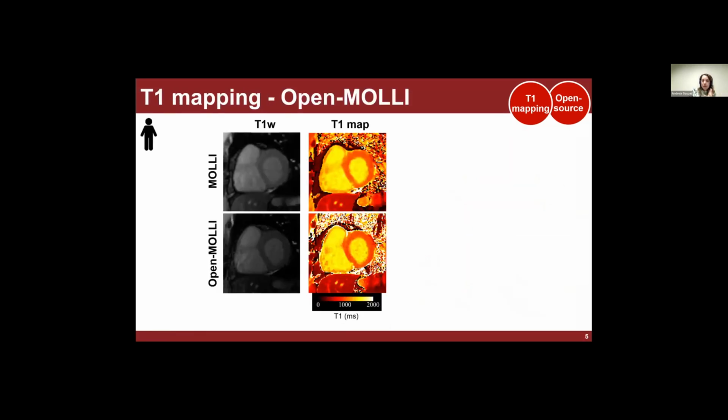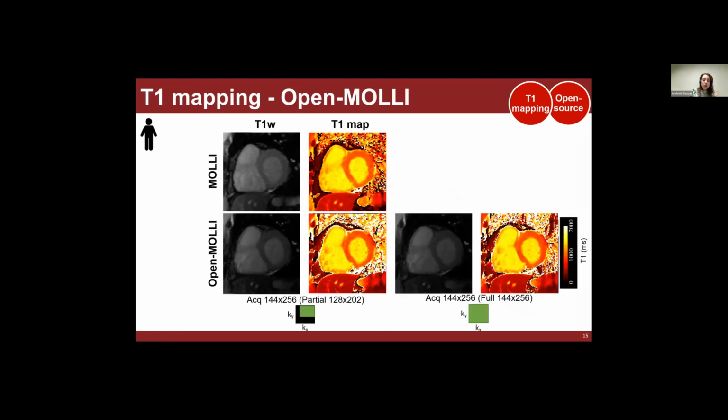In terms of the maps that we obtained, we can see MOLLI in the first line and OpenMOLLI in the second line. OpenMOLLI presented a little bit more noise than MOLLI, the clinical method. However, we think this is related to the type of reconstruction we did, because with MOLLI we had partial Fourier acquisition, while with OpenMOLLI we were able to acquire the whole k-space.